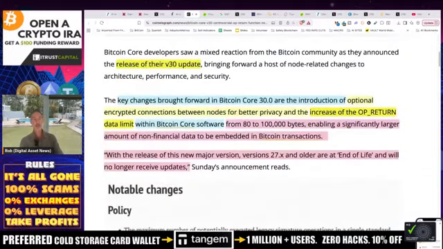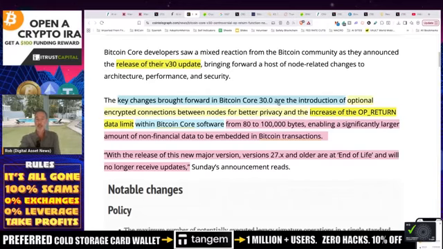So this is what the V30 update actually is, and I think it's an important factor for Bitcoin, especially if you own it, which, if you're watching this program, I'm pretty sure a lot of you do. So here's what's going on. The key changes brought forward in Bitcoin Core 30 are the introduction of optional encrypted connections between nodes for better privacy. Everybody likes that. That is fantastic. We'd like to see a little bit more privacy, especially when everything is open, but these are what we have actually bought into: an open and free decentralized ledger.